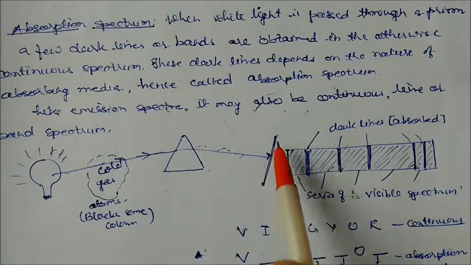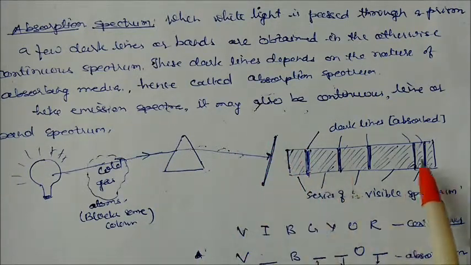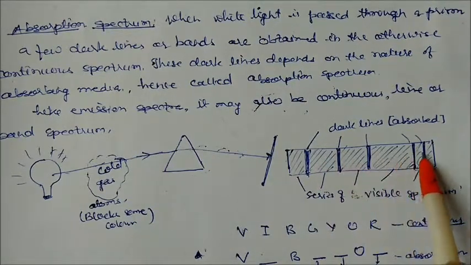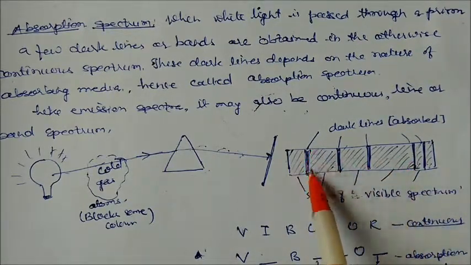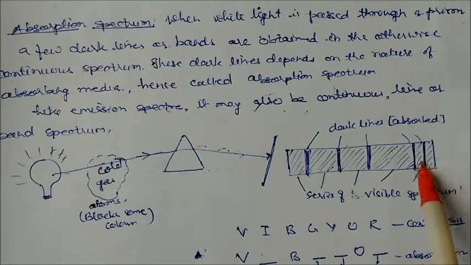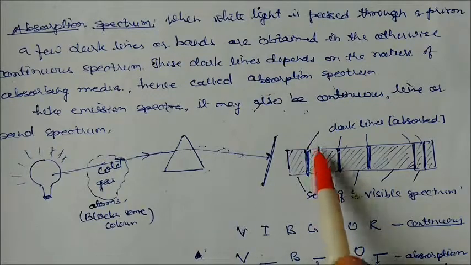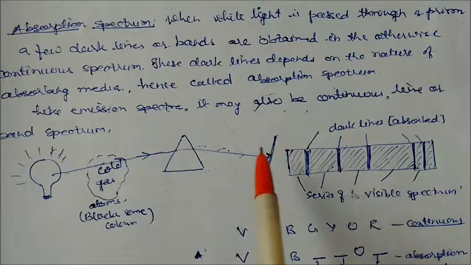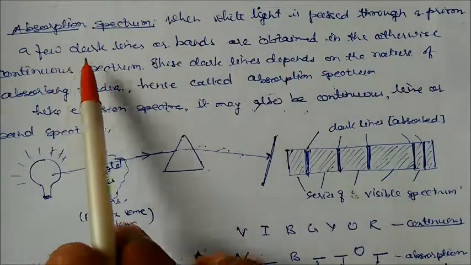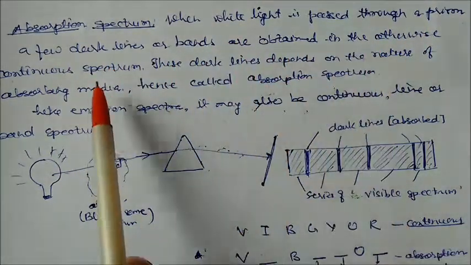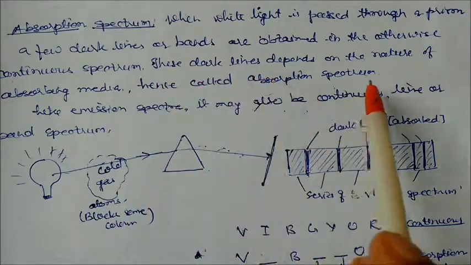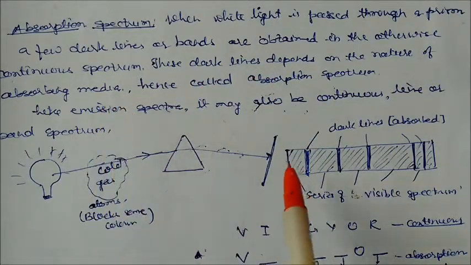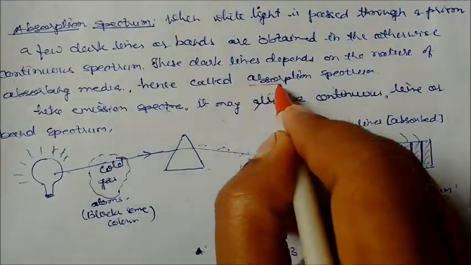This spectrum, if you see, we can see these lines which are visible, and there are dark lines. So why these dark lines? Previously we have seen the broad dark bands, but here there are thin dark lines, and these are visible spectrums. So a few dark lines or bands are obtained in the otherwise continuous spectrum, and these dark lines depend on the nature of the absorbing medium. This type of spectrum is called absorption spectrum.